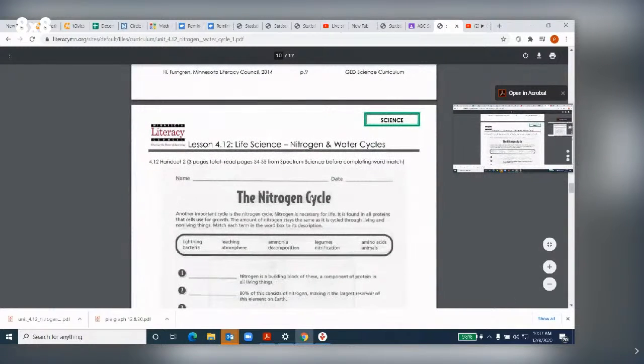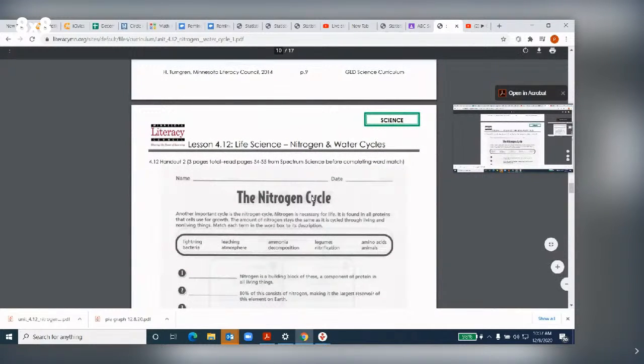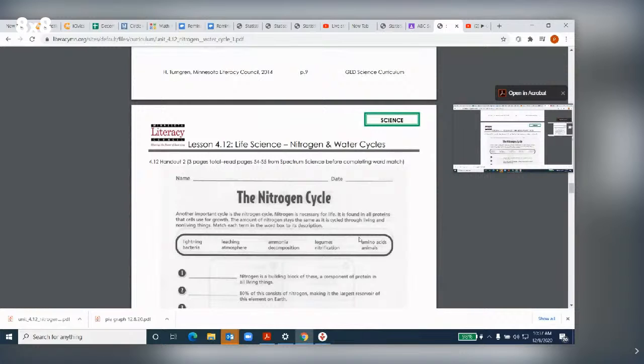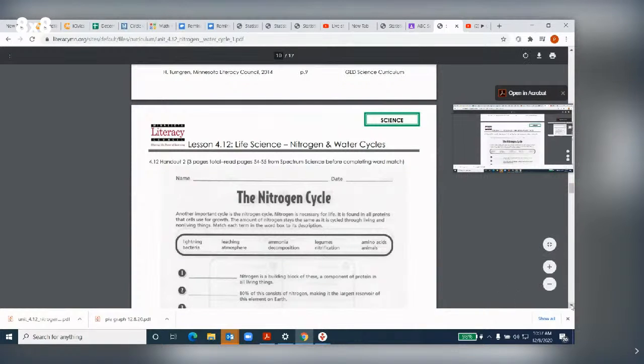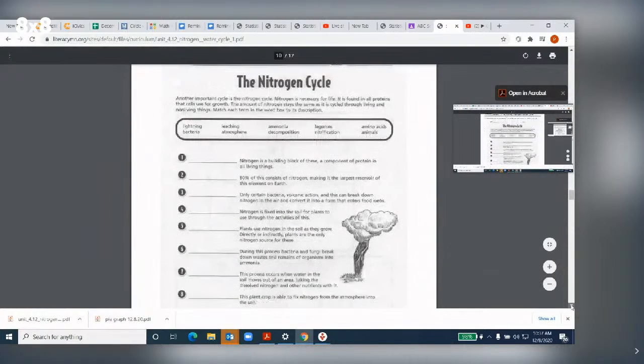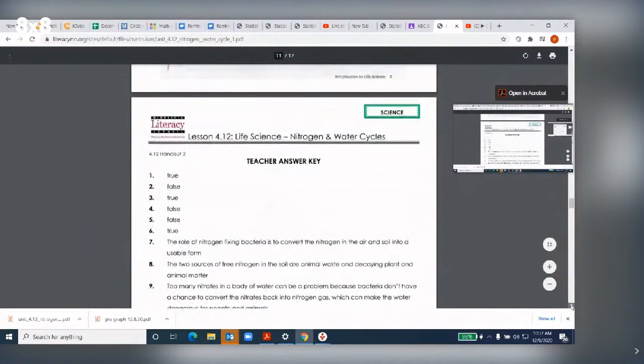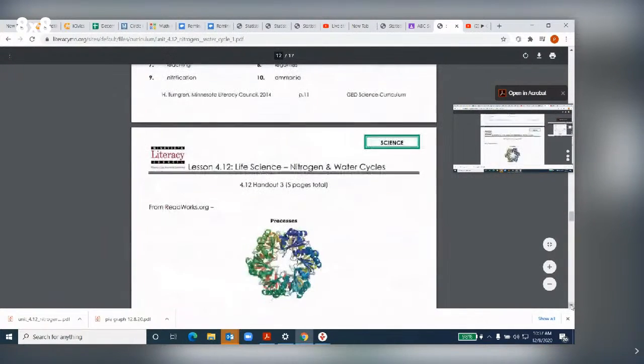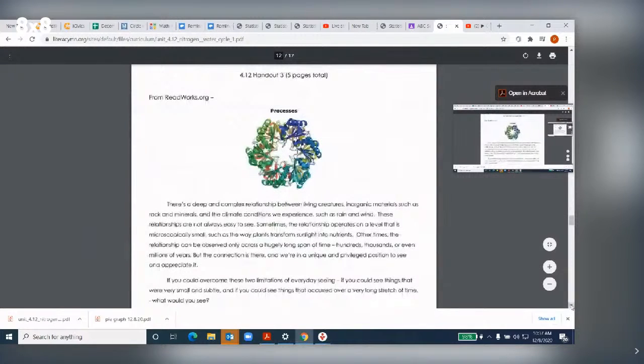And this specifically deals with the nitrogen cycle, and you guys are familiar with this. You're just going to fill in these 2, 4, 6, 8, 10 vocabulary words with the proper one, and then the answers are right here. And then we'll read this one right here.